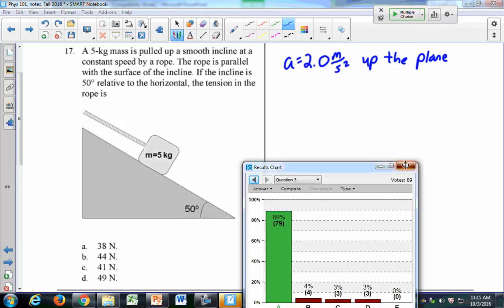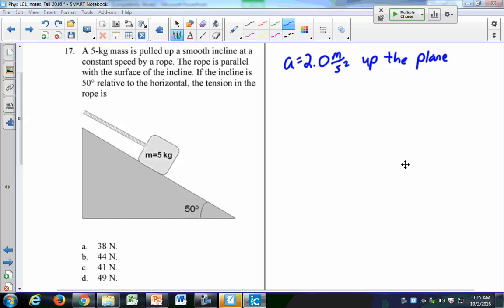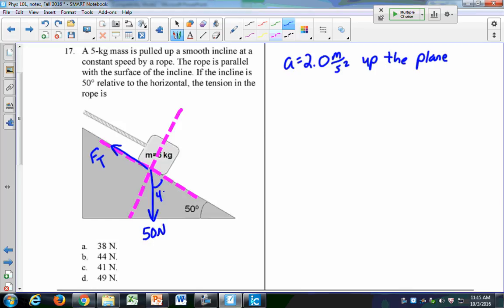Awesome, A is right. So again, same procedure we go through here. We draw our coordinate system. We draw our vectors. I'm going to draw the tension vector here. This is Ft. I have a weight. I'm just going to list it as 50 newtons because I know that's what it is. I know this angle is 40 degrees, and I know this is my normal force. I'm really only concerned with the x vectors because I'm looking for this tension, so I'm going to go ahead and resolve my vectors here.